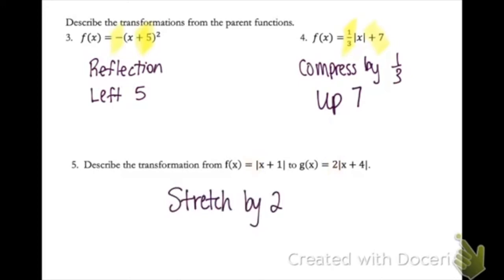The next difference that I see is our h value went from a +1 to a +4. This means that we added 3 on, so if we do a +3, that means that it's going left 3. Notice that there wasn't a k value for either of the functions, so my functions didn't move up or down. Also, there's not a negative out front for either, so there were no reflections going on.